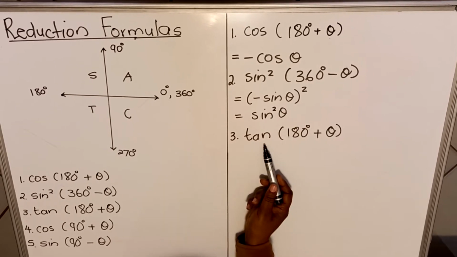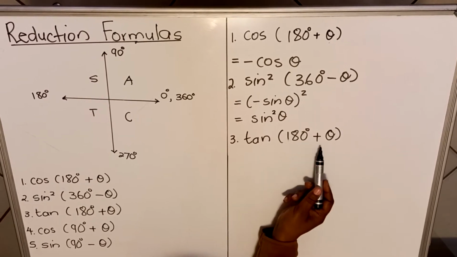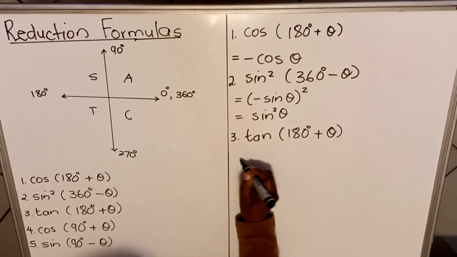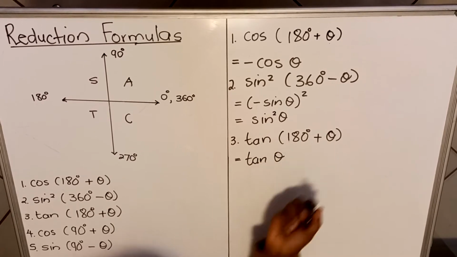The third one is tan(180 + θ). Go to the quadrant. 180 plus is the third quadrant. How is tan in the third quadrant? Positive. So it's tan theta.